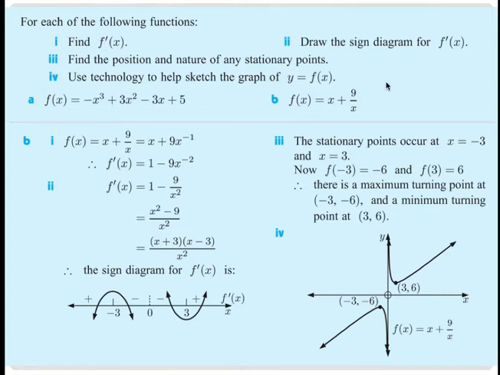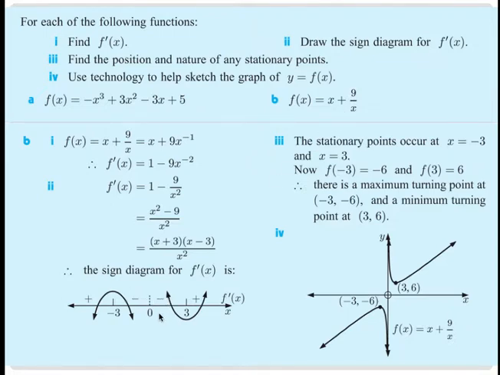Okay, the part B to this question involves a rational function. So I'm going to let you read this, but I'll just help you with some of the key parts of this. The main difference between this and the part A solution is that this is a rational function, and so we have an extra point to consider on the sign diagram of f prime.